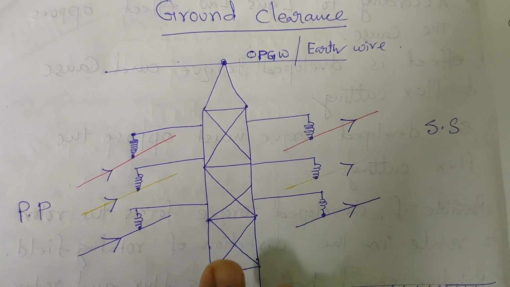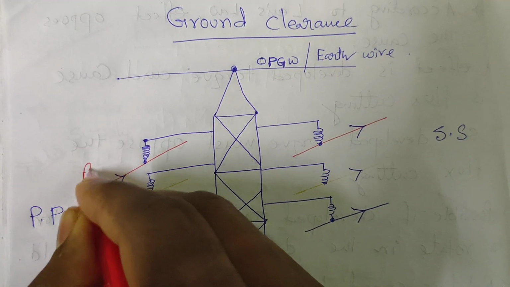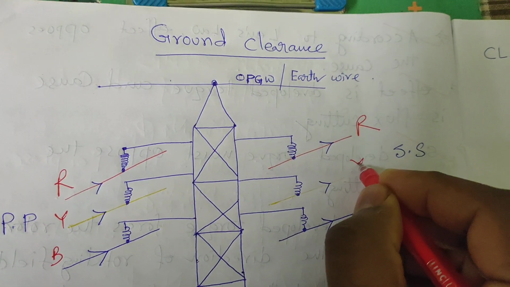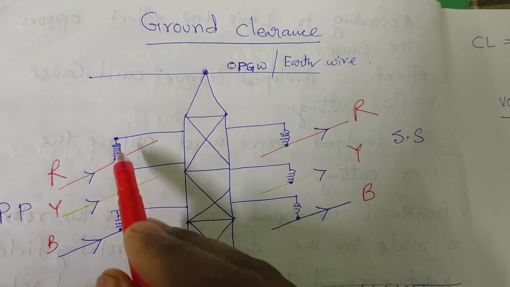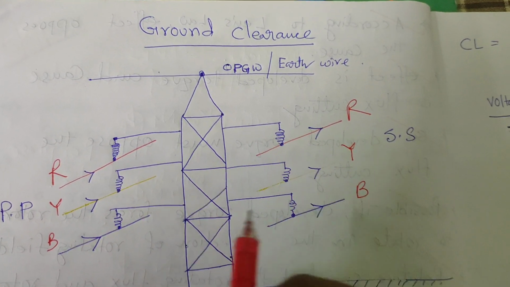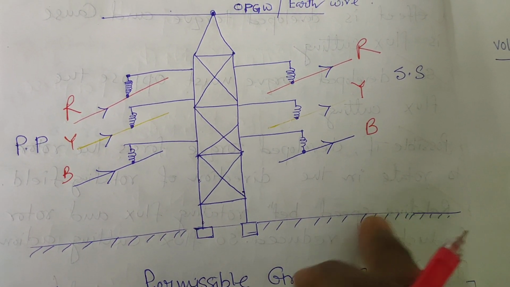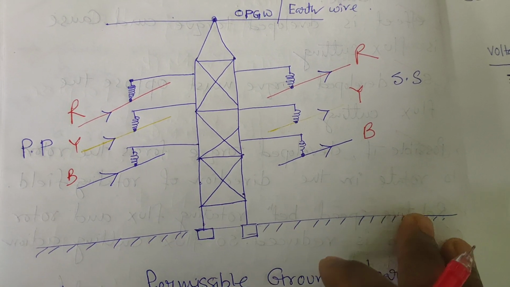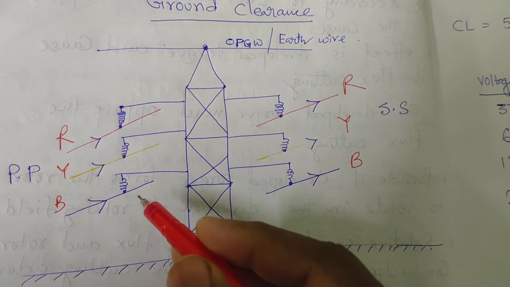So I have drawn a picture of a transmission tower where the R phase, Y phase and B phase, R, Y, B, and here also R, Y, B. The double circuit transmission tower I have drawn, and these suspension type disc insulators are just hanging from the cross arm of the tower. I have drawn this line and this inclined line to consider as the ground. So if it is the ground, what is the clearance between the ground and the bottom conductor? It is the main topic today.